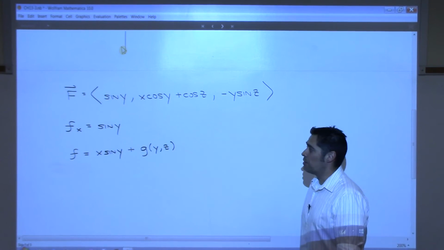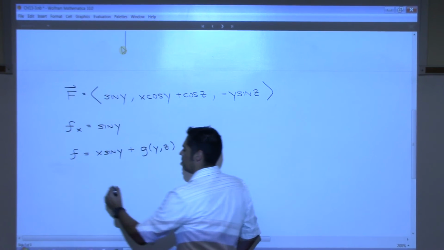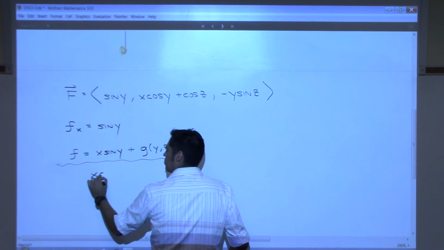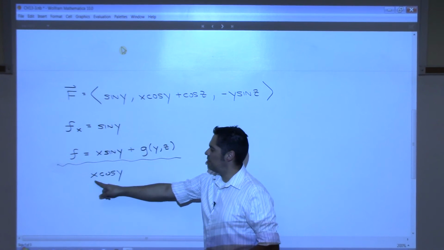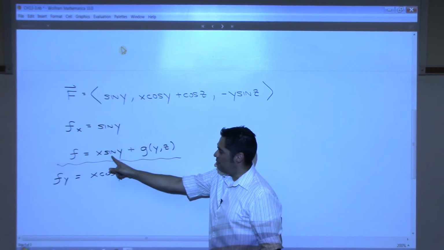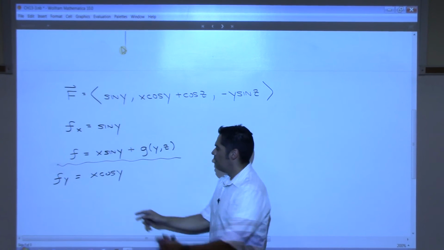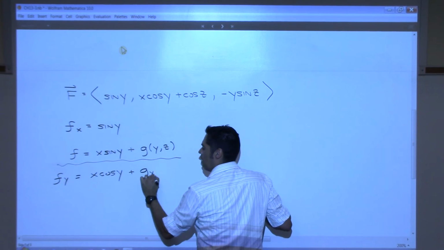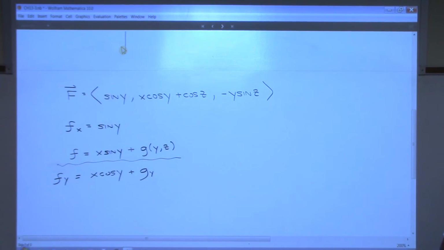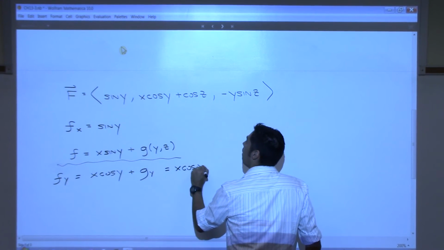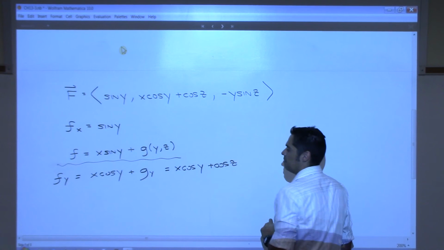Okay, so now I'm going to take the derivative of this with respect to y. The derivative of this with respect to y would be x cosine y, right? Because x is a constant. I just take the derivative of sine y, which is cosine y, and the x comes along. Plus, what? The derivative of this with respect to y? g sub y. Understand? But that has to equal what? That has to match this, right? So that has to be equal to x cosine y plus cosine z, right?